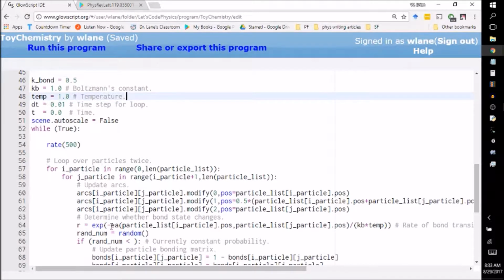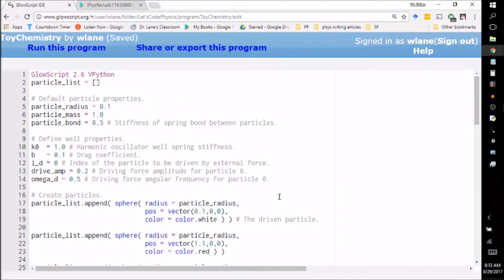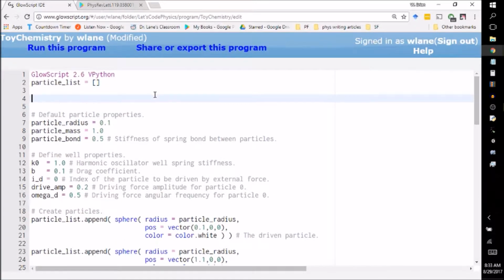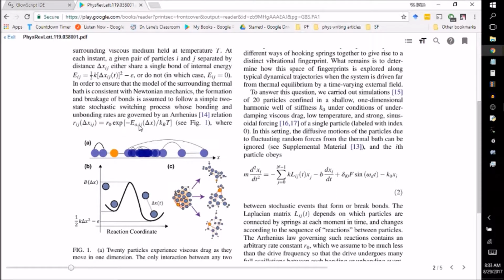Okay, so now we need to define this function here, this EA. Let's do that. Where shall we do that? I believe you can do that anywhere. Let's do that up at the top. So we're going to call this defining EA of some stuff. And so I don't have to use these long names anymore, I can just call these R1 and R2, right? So we're going to define EA of R1 and R2. And this is where we get into what this thing is.